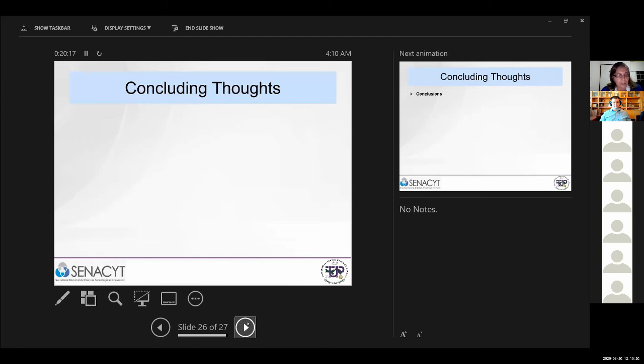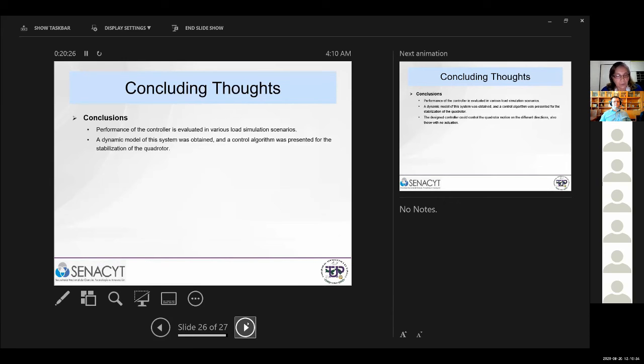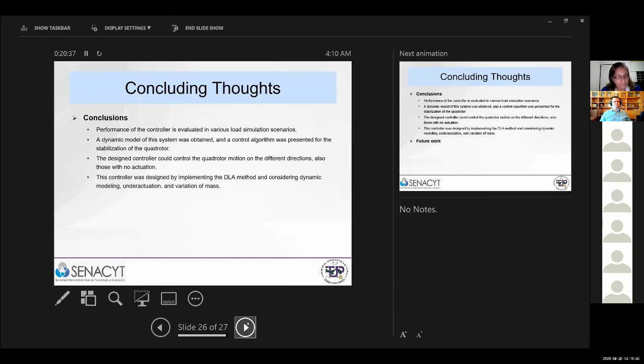Some concluding thoughts. The designed controller could control the quadrotor motion in the different directions, also those with no actuation. This controller was designed by implementing the direct Lyapunov approach method and considering dynamic modeling, underactuation, and variation of load.